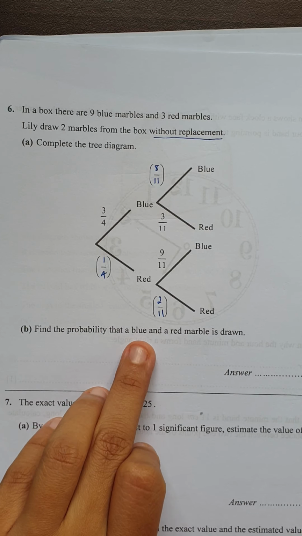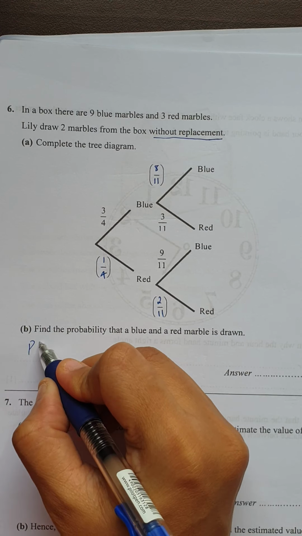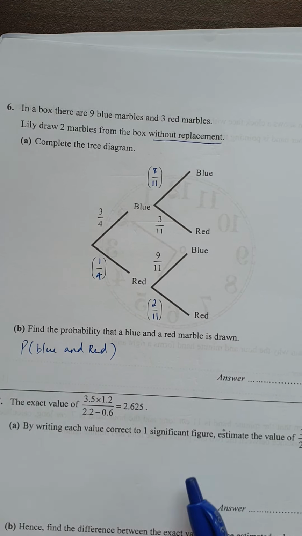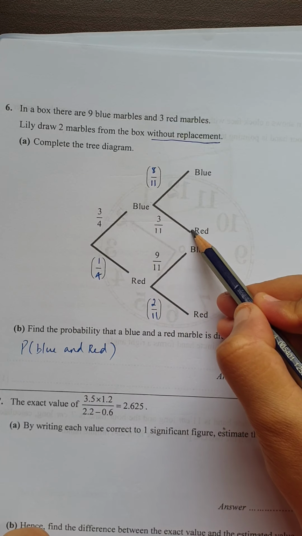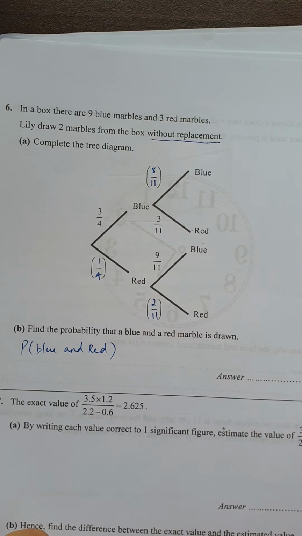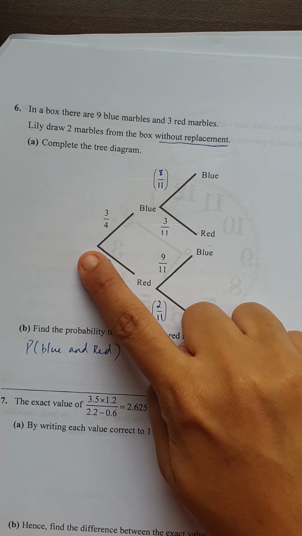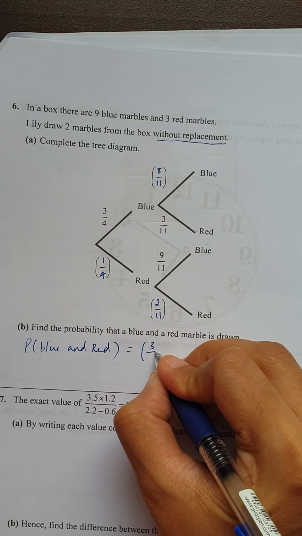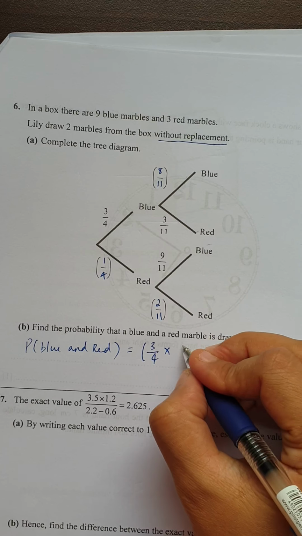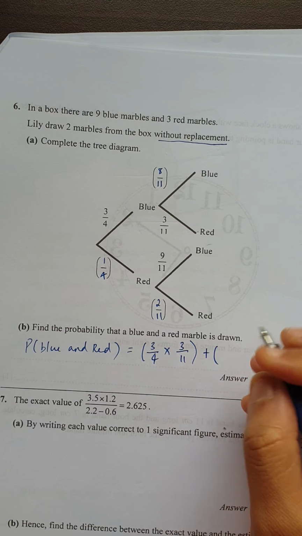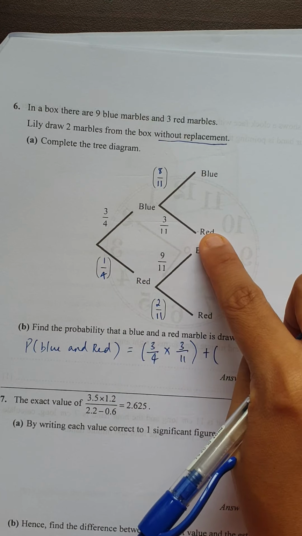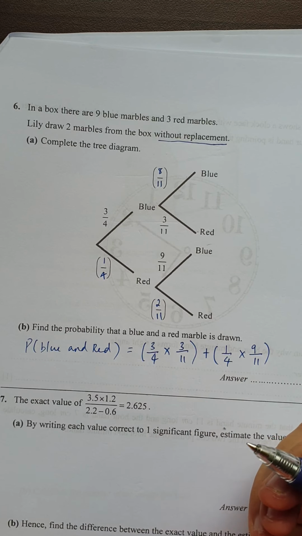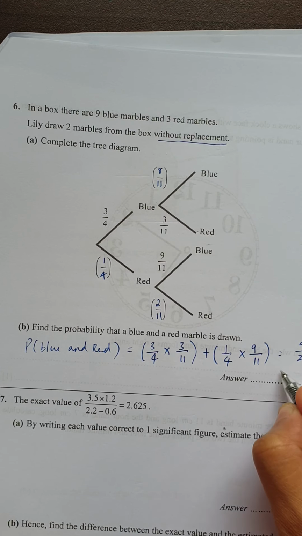Find the probability that a blue and a red marble are picked. So in this case you can have a blue and then a red, or you can have a red and a blue. So you have 2 branches here. Along the branch you multiply, and then the 2 branches you need to add together. So you have 3 over 4 times 3 over 11, plus, you can either have this or you can have a red and a blue, so it's going to be 1 over 4 times 9 over 11. Okay, so the answer is 9 over 22.